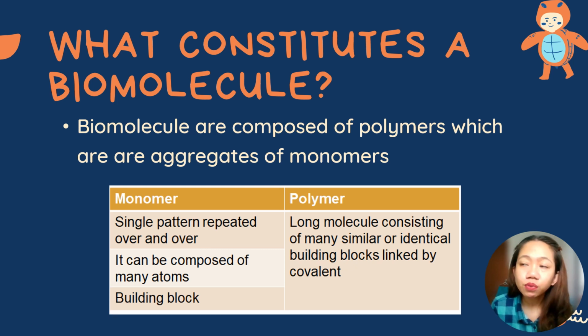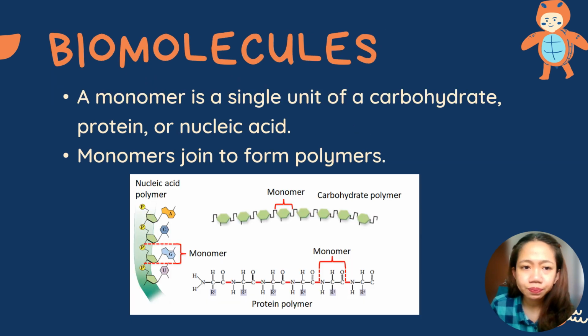So again, if we have another comparison, imagine a structure made up of Legos. So the single block is the monomer, while the whole structure is made up of multiple Legos or monomers, and that creates a polymer. So for a better visualization, here we have the three different monomers found in biomolecules.